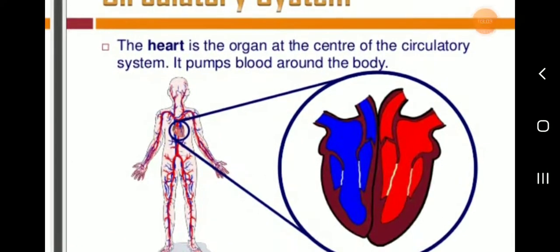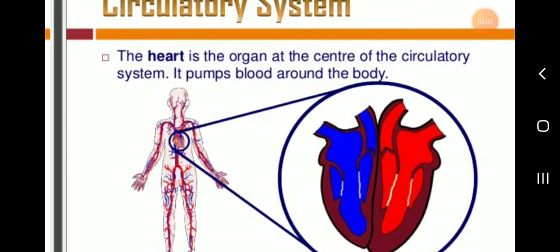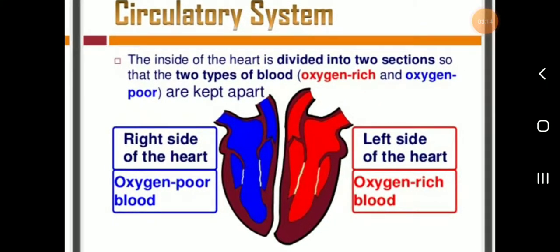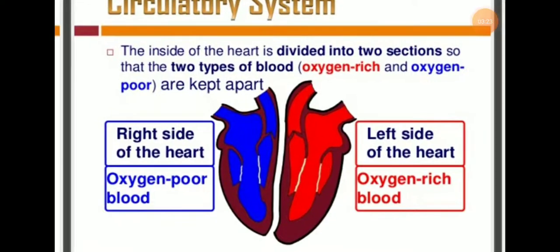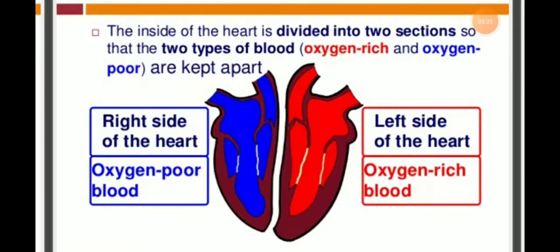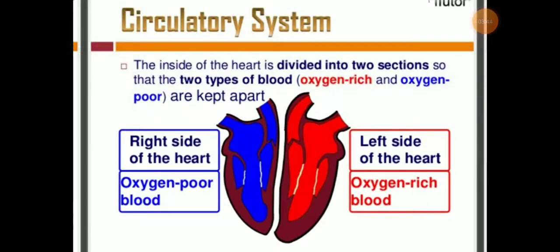Listen. The heart is the organ at the center of the circulatory system. It pumps blood around the body. Next, the inside of the heart is divided into two sections so that the two types of blood, oxygen rich and oxygen poor, are kept apart. Right side of the heart, left side of the heart. Right side of the heart, oxygen poor blood. Left side of the heart, oxygen rich blood.